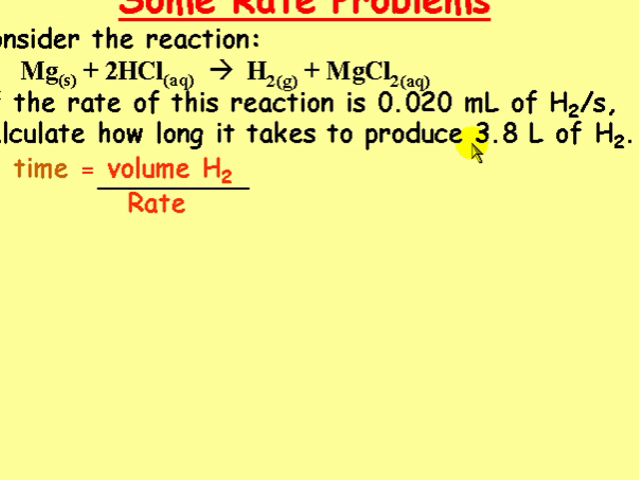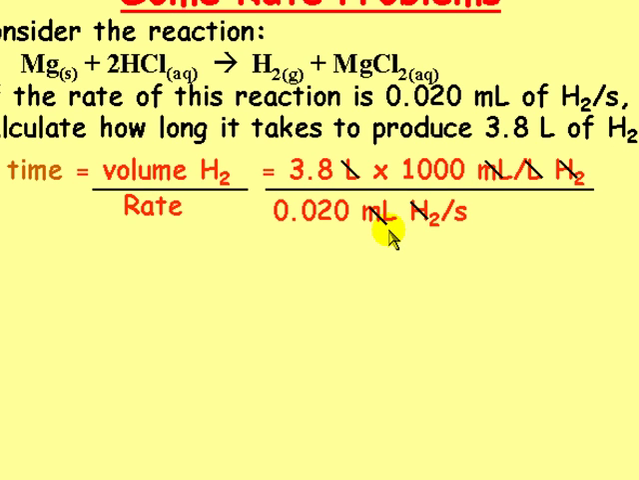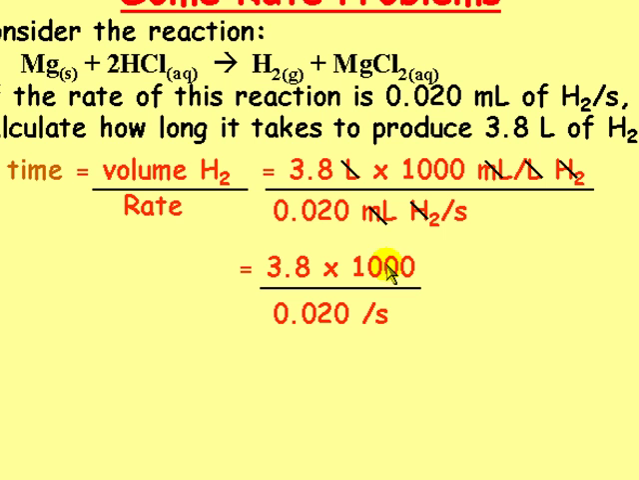The volume of H2 is 3.8 liters, and the rate's 0.02 milliliters per second. So we put those in. But notice liters is on the top, milliliters is on the bottom. So we have to change liters to milliliters. So we multiply by 1,000 milliliters per liter. We can cancel out the liters, and we can cancel out the milliliters of H2 here and here. Now we're left with this.